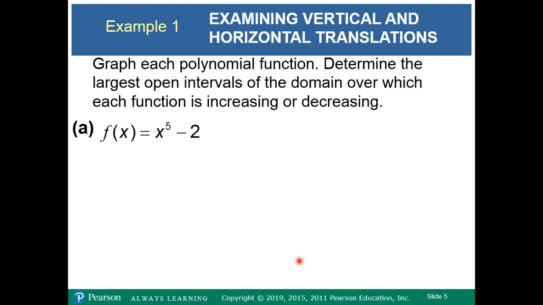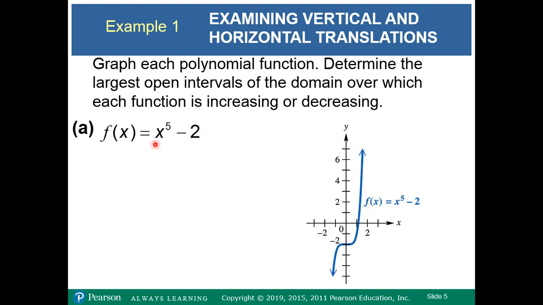Okay, so if we look at this function here, determine the largest open intervals of the domain over which each function is increasing or decreasing. Okay, so we want to find the intervals for this function where it's increasing and decreasing. If you look at this function, look at the graph. Okay, so here's the graph. So where is it increasing and where is it decreasing? Now, when we determine that, we're going to go left to right. We always go from left to right when we're reading these graphs, if you will.